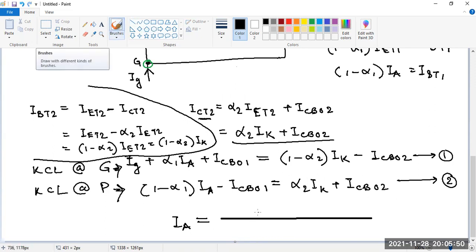We'll get some ratio. Quickly solve it and let me know. You have to eliminate IK for solving IA. Two equations, two unknowns, IA and IK. You have to first eliminate IK and solve for IA. So that is the problem. Let me know what you are getting.